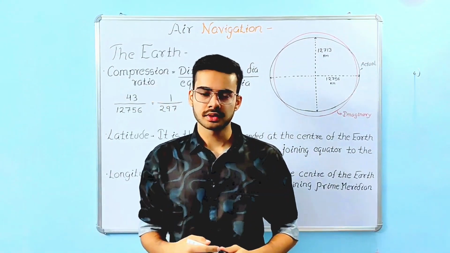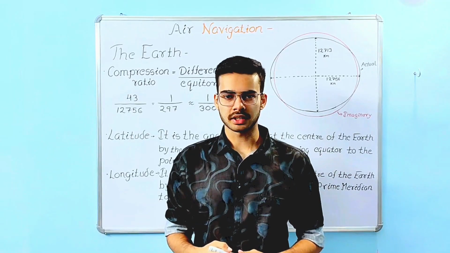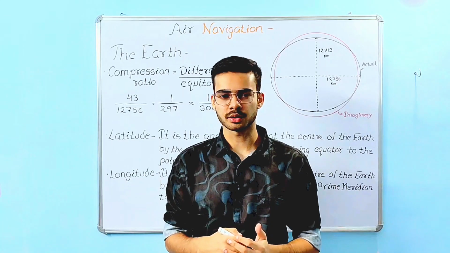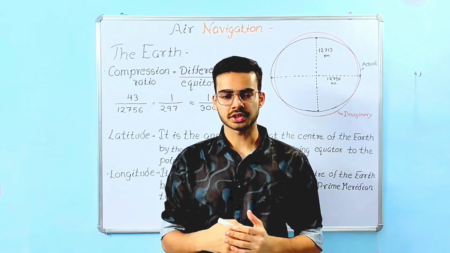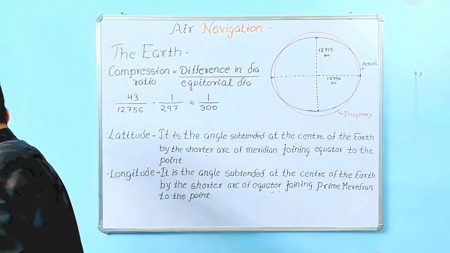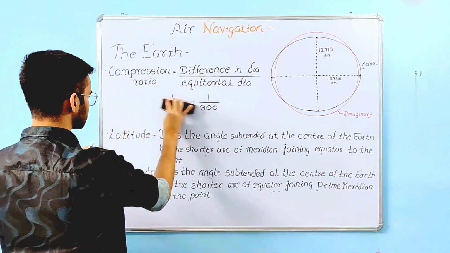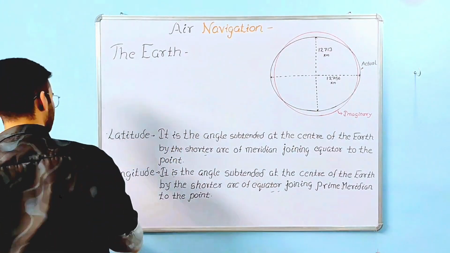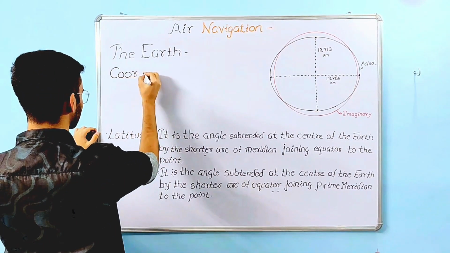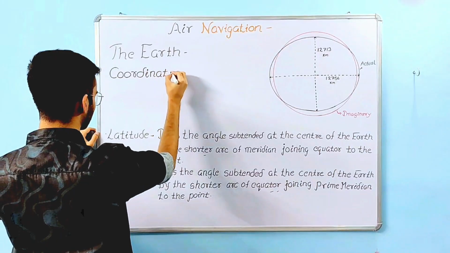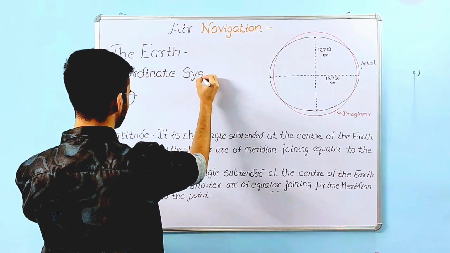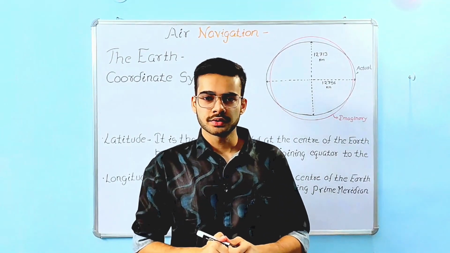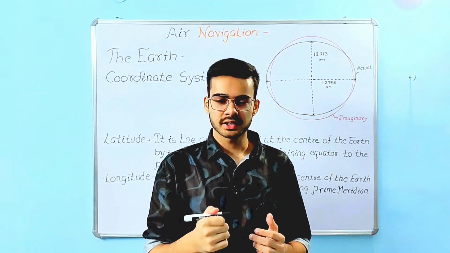So I hope you have noted it down, and before we proceed to great circle and rhumb line, let's also complete the coordinate system and how it uses latitude and longitudes to describe any position on Earth. So I'll erase it now. So we learned two things now: first, how to use it, and second, why to use it.